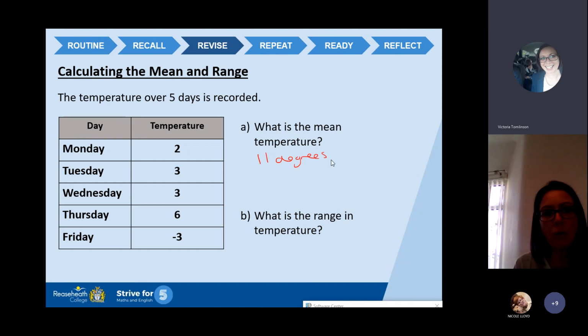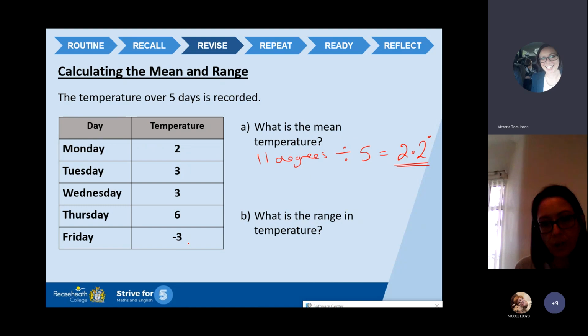So 11 degrees is the total. Divide it by 1, 2, 3, 4, 5 numbers, which is going to be a horrendous decimal because I anticipated it being 10 and worked it out wrong. So 11 divided by 5 gives, oh, it's all right, it's not too bad. It gives us 2.2 degrees, which is not what I expected it to be.